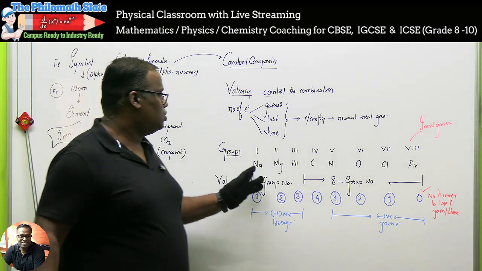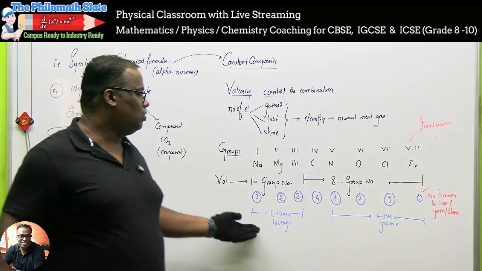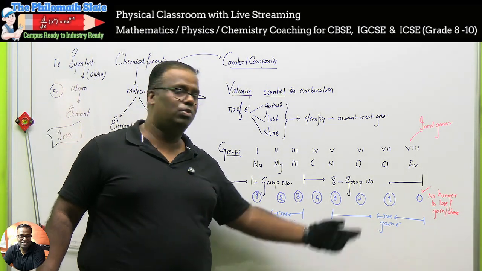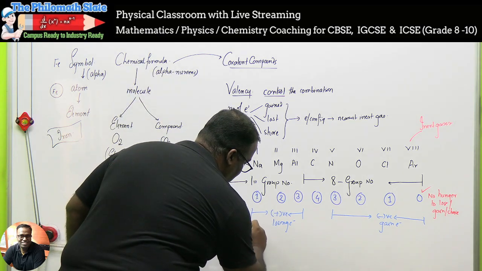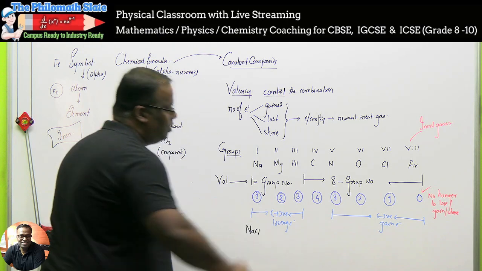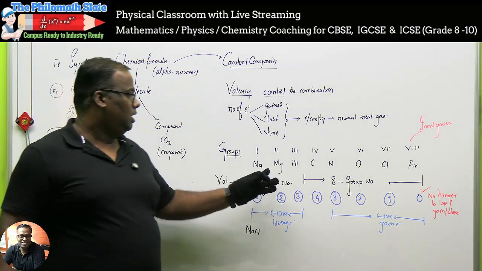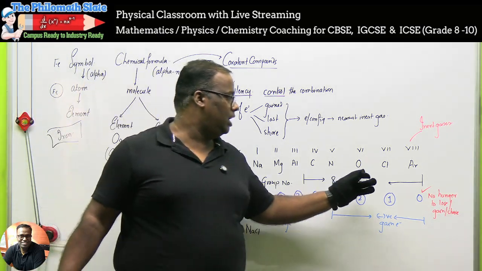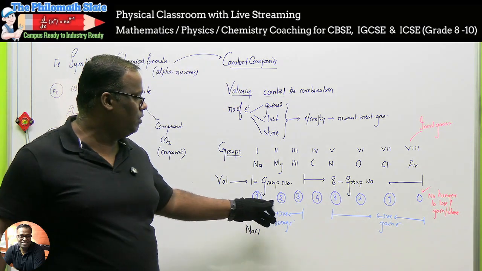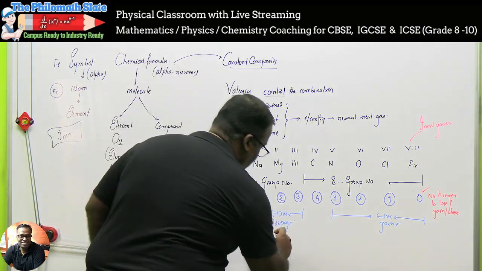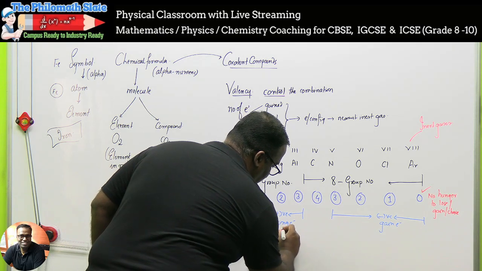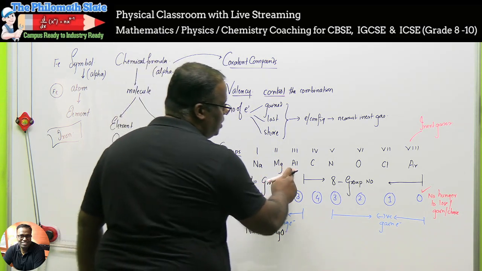Let us say sodium and chlorine. Sodium wants to give away one electron, chlorine wants to take one electron. Sodium, तो इसमें सोडियम का कैसा बनेगा? NaCl. Do you agree or not? Let's make something with magnesium and let's say oxygen. Magnesium wants to give away 2 electrons, oxygen wants to take 2 electrons. What should be our product? MgO.